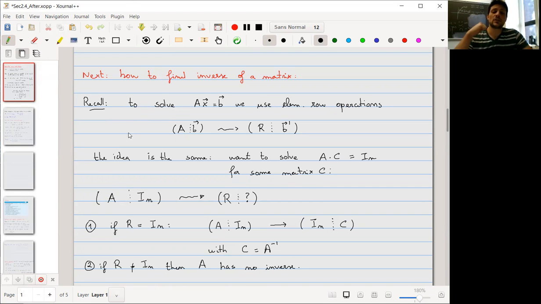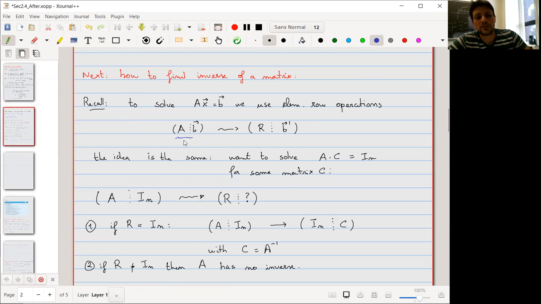Well, the idea that we're going to use to find the inverse comes from what we did to solve linear systems. To solve AX equals B, we used elementary row operations to boil it down from the augmented matrix A and B to the reduced row echelon form of A and some other vector B prime. Now, we no longer want to solve AX equals B, but we still want to solve some sort of equation, which is A times its inverse, which we're looking for, equals the identity. So we'll use the same principle. Instead of augmenting A with a vector B, we'll augment it with a copy of the identity matrix, and we will get something by performing row operations to that.